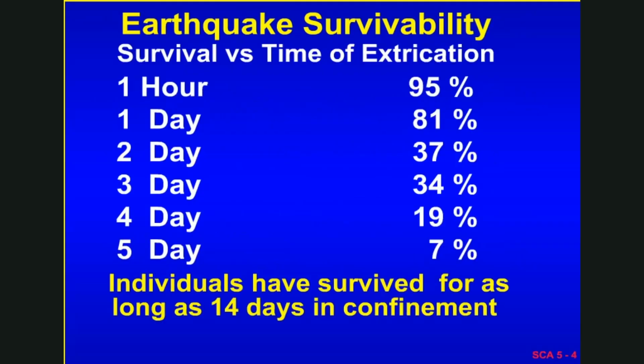Again, repeating, survivability in earthquakes has been sufficient to save many, many victims for as long as 14 days. This same little diagram we've shown earlier. But again, we talk about the golden hours of the first day, the first 24 hours or maybe 36 hours, where one wants to find most of the victims.